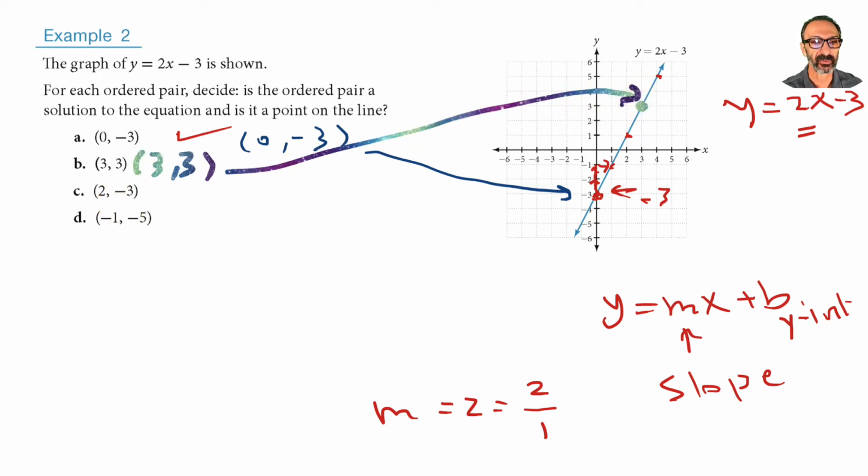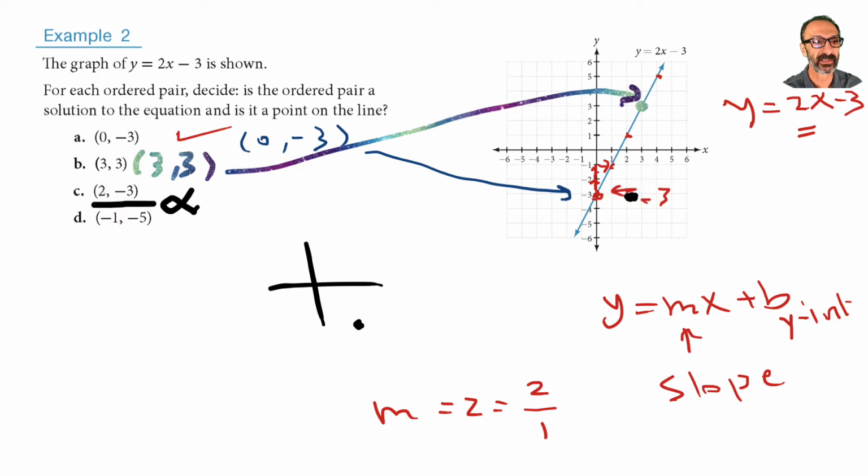How about 2, negative 3? Let's go for 2 and negative 3. 2 and negative 3 is down here, and that doesn't belong. So 2, negative 3 does not belong, because if you're going to graph it, it's 2 to the right, down negative 3, and no, it doesn't belong to the line.